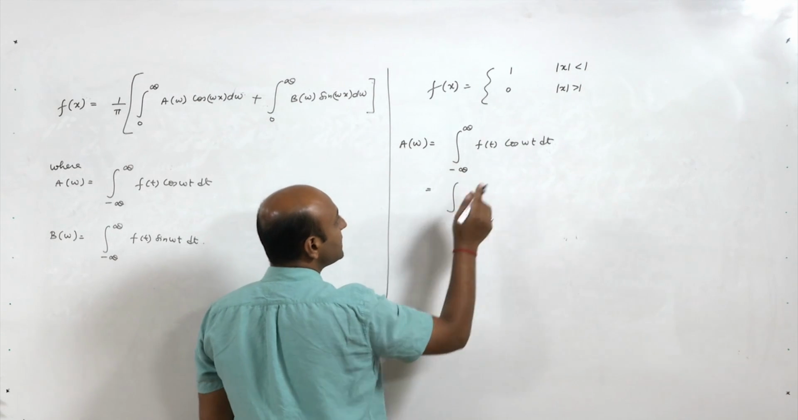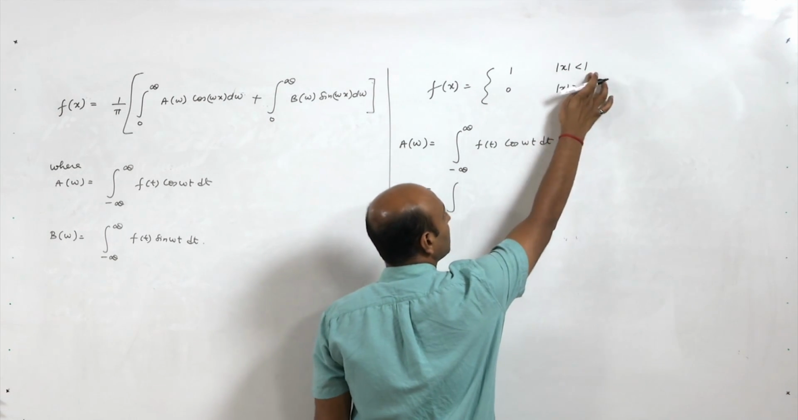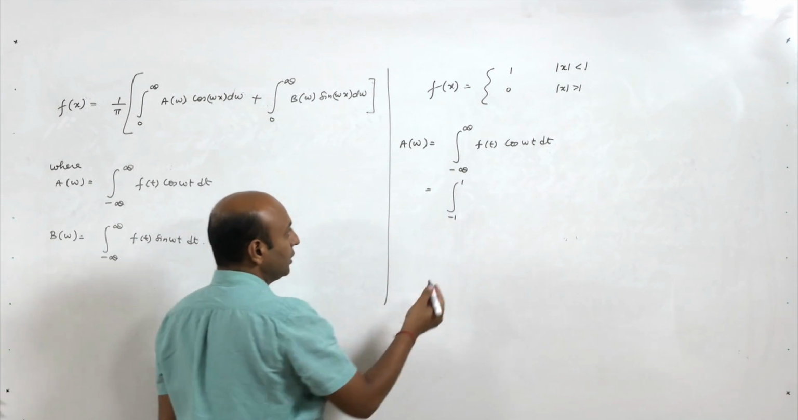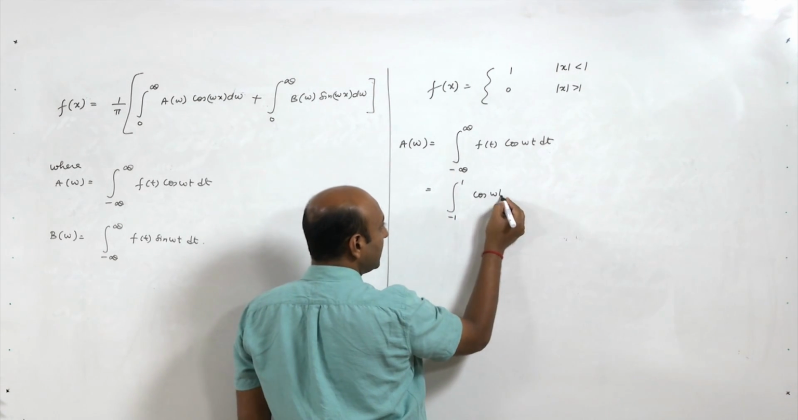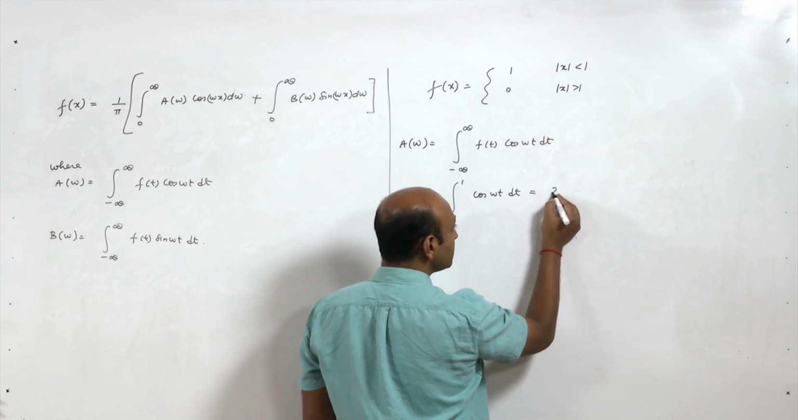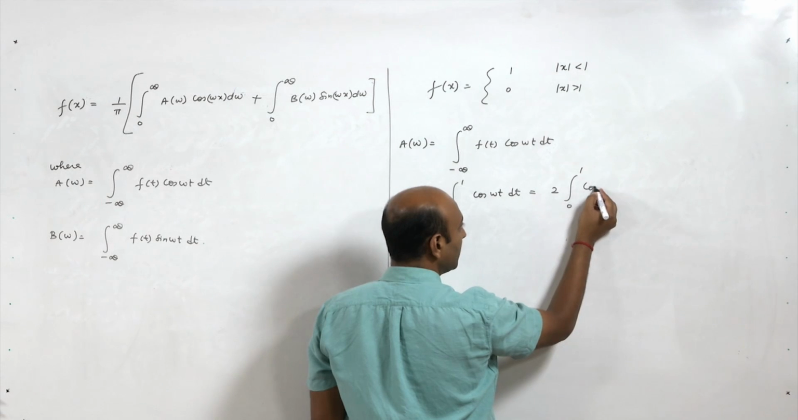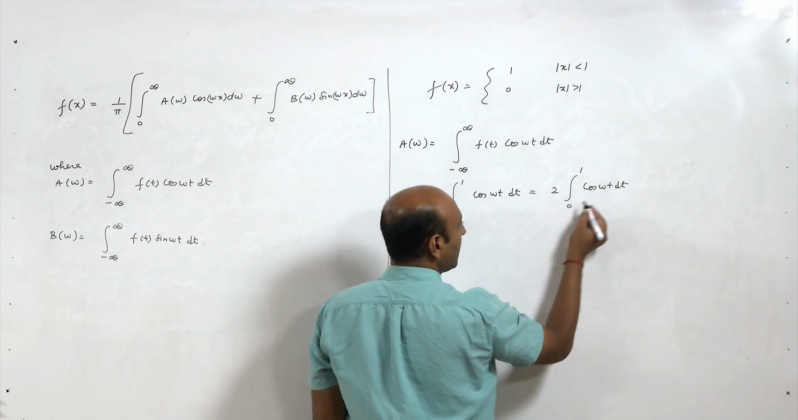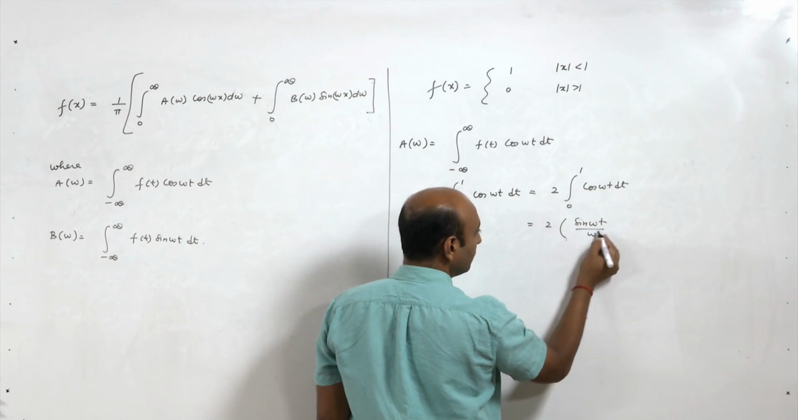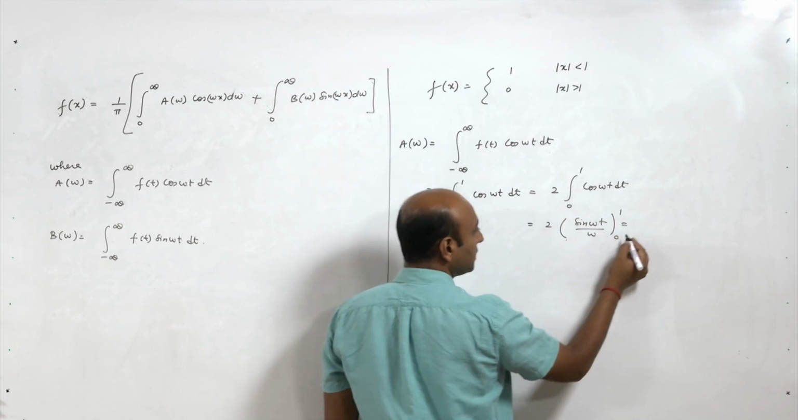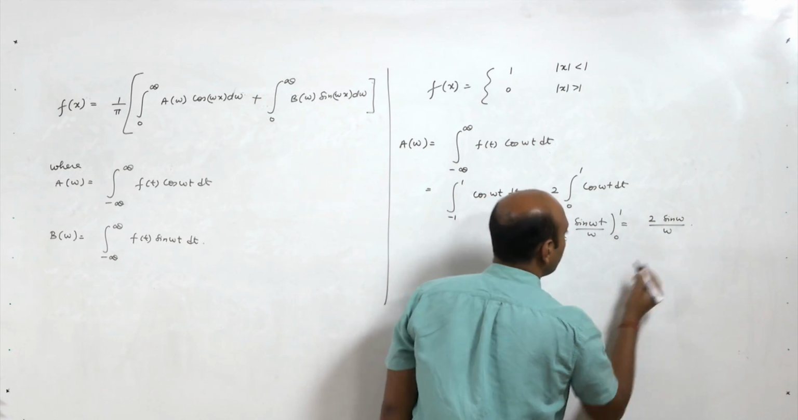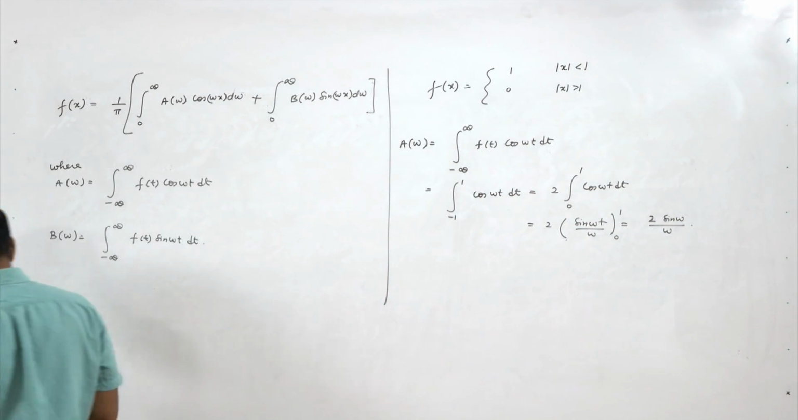Now, it is defined from minus 1 to plus 1 as 1, otherwise it is 0. So, minus 1 to plus 1 is 1, otherwise it is 0. So, it is the integral of cos omega t dt, and cos omega t is an even function. So, it is nothing but 2 times the integral from 0 to 1 of cos omega t dt, which equals 2 times sin omega t upon omega from 0 to 1, which is nothing but 2 sin omega upon omega, because sin 0 is 0.